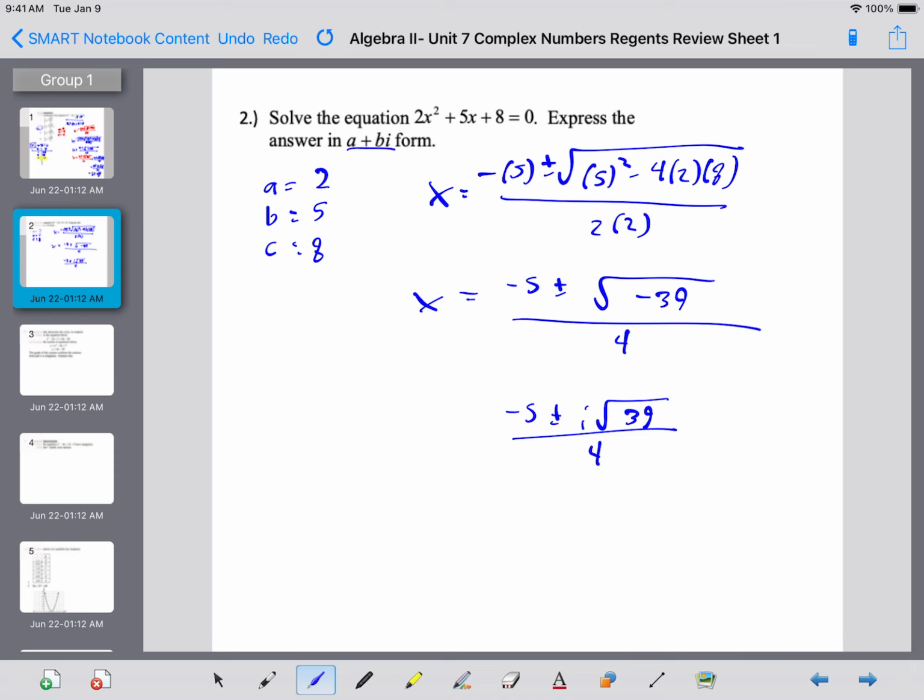It wants it in a plus bi form. So let's put it in that form. x equals negative 5 over 4 plus or minus radical 39 over 4 i. And now it's in a plus bi form, right? a is your real component. bi is your imaginary component.